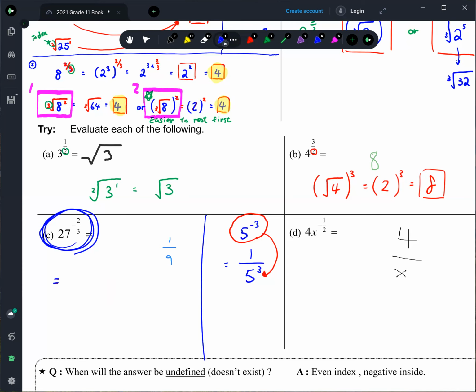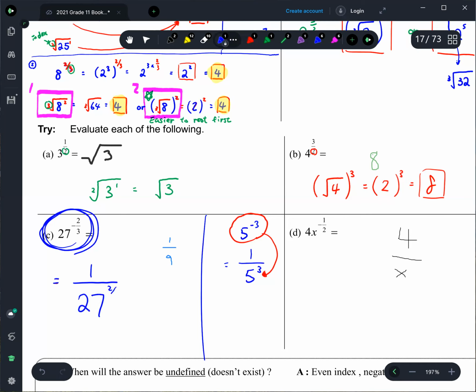You copy the whole thing again, right? 27 to the 2/3. Instead of having a negative, I put positive. That's how you do the flipping. Okay, you have to grab the whole thing. So the common mistake is to flip the exponent. Okay, you never flip the exponent. You take the whole thing and bring it down.